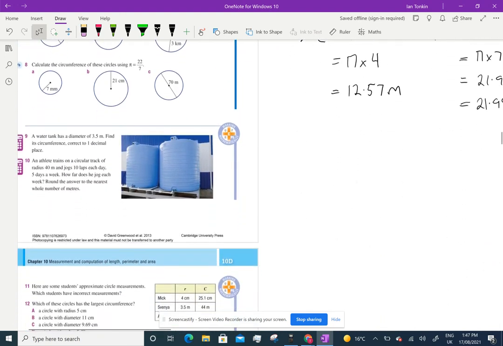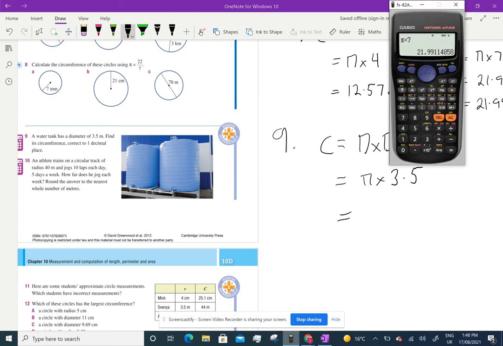Now, question 9. A water tank, so you can see a water tank, the cylindrical water tank, has a diameter of 3.5 metres. Find its circumference. Well, that's easy. So here's 9. Circumference is pi times diameter. So I'm just finding how far around. What's the circumference of the base? The diameter is 3.5. And they want me to find it to 1 decimal place.